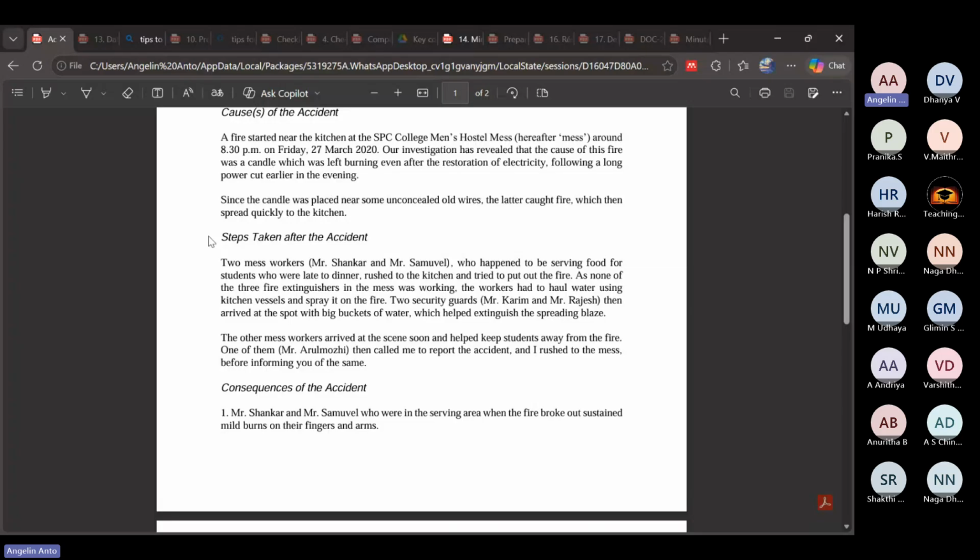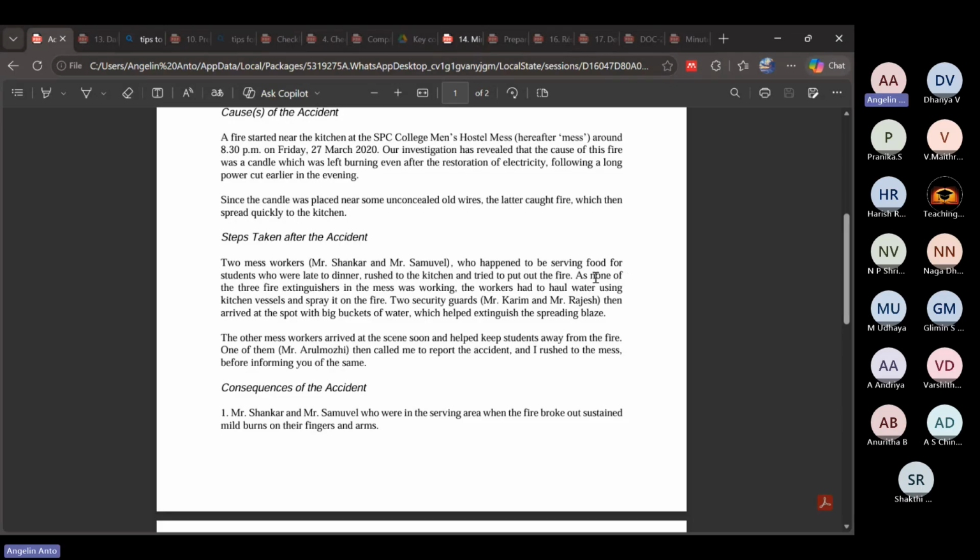In your next section, you will have something called steps taken after the accident. So here you will talk about how the accident ended and what was done after. So you can see here two mess workers were serving food. They rushed to the kitchen and put out the fire. So that's a very basic thing. And then you would talk about what happened to those who were in the scene, who were affected, who were not affected, and if anyone was taken to a hospital or given some treatment, you would also mention that.